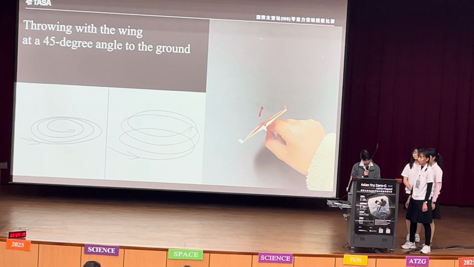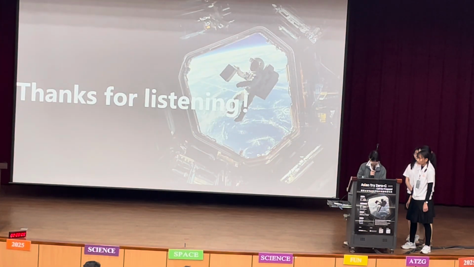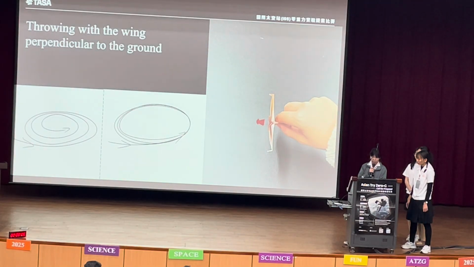With the 45-degree throw, the airplane will spiral upward because there is no gravity. And throwing with the wing perpendicular to the ground, it will fly in a circular path parallel to the ground. In the right picture, thrust and resistance balance out, maintaining the circle size.